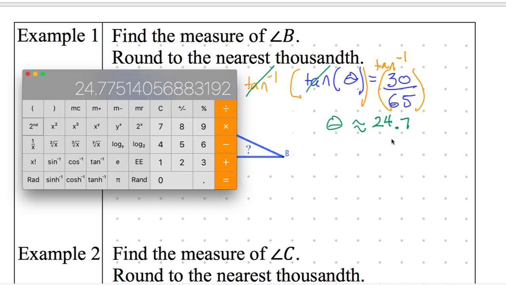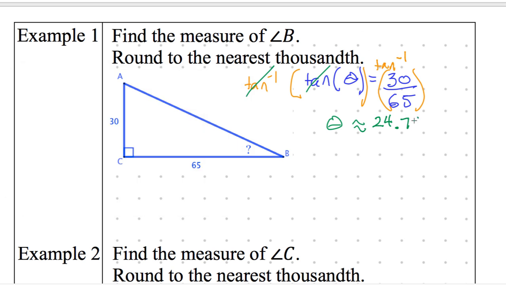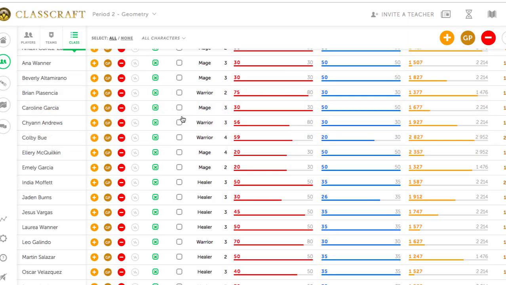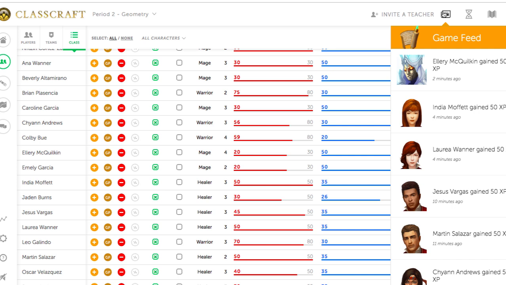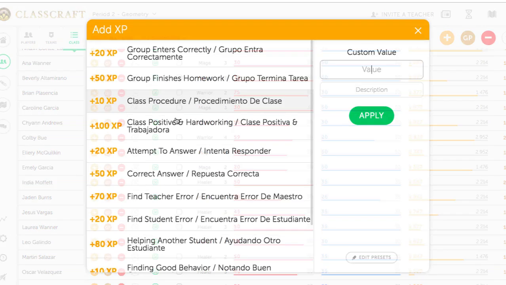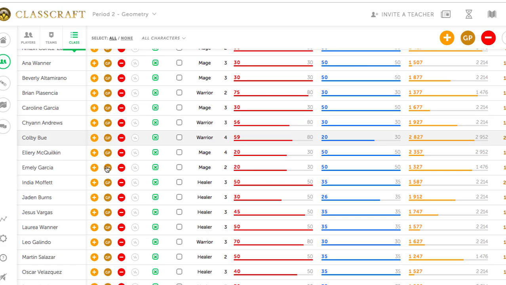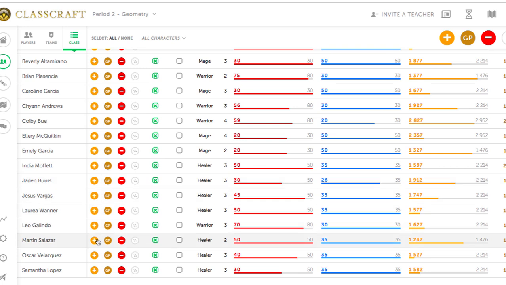24.7. All right, I need someone to round this correctly for me. Quiet raised hand. Martine. Thank you, Martine. Beverly, you knew what you were doing. You just took the wrong function. Martine, you rounded it correctly.